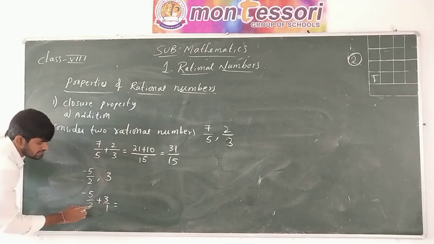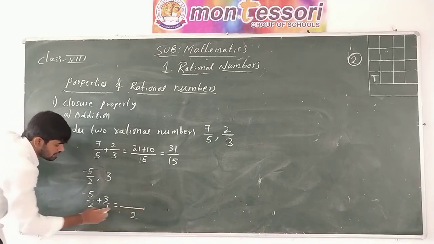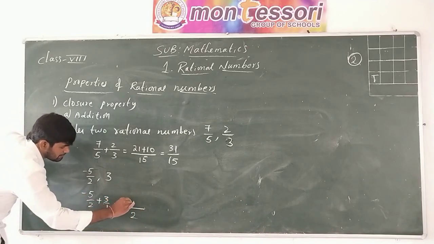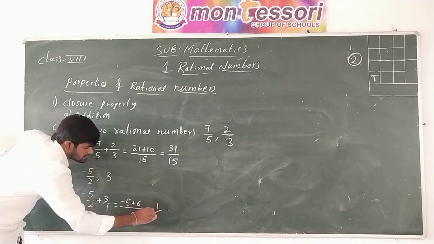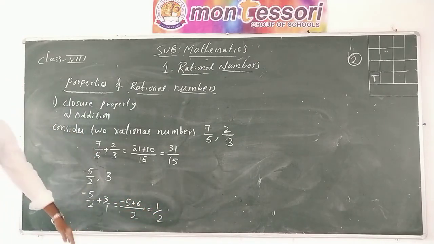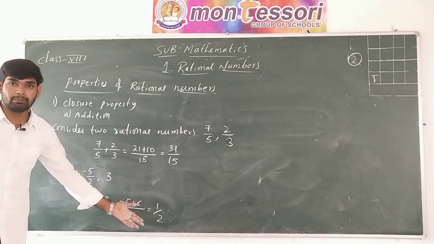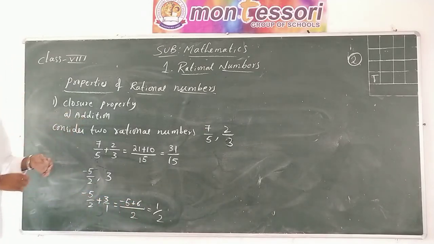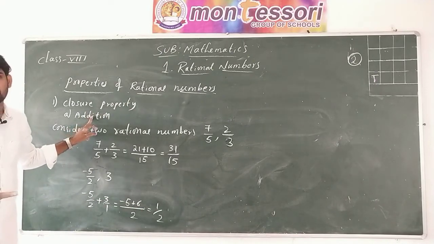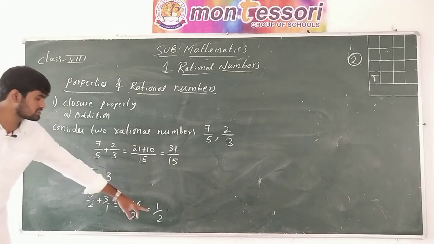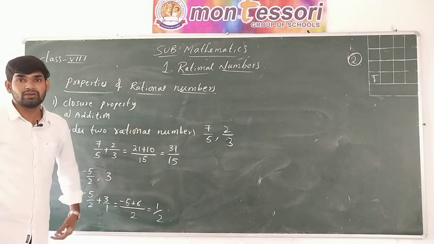Now what is the LCM? 2 comma 1, the LCM is 2. 1 into minus 5 plus 2 into 3, 6. Now the result you got is 1 by 2. What is 1 by 2? It is a rational number. So from this we can conclude that rational numbers satisfy the closure property under addition for any two rational numbers. Why? Because the sum of two rational numbers is always a rational number.